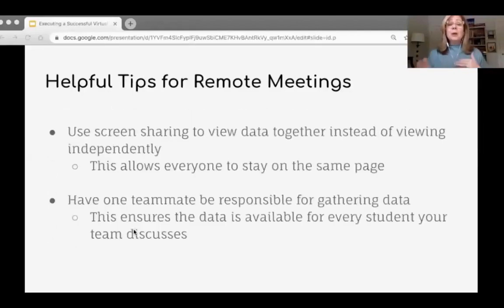So if we are executing a remote RTI meeting, all members of the team need to be able to view data, right? So let's talk about what that looks like. On a video call, use screen sharing to discuss data and student performance. Have one team member be responsible for making sure the data is available for each student that's to be discussed.